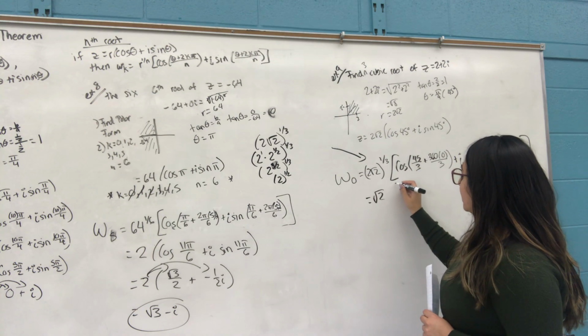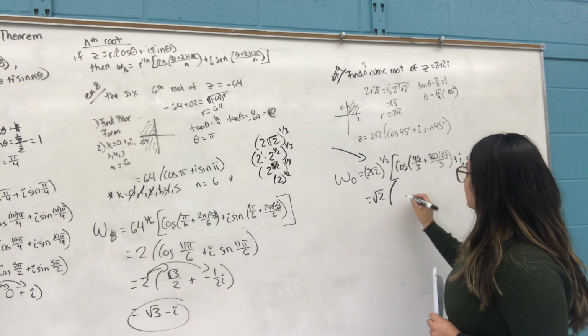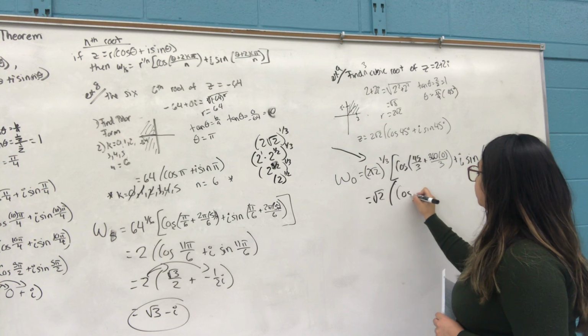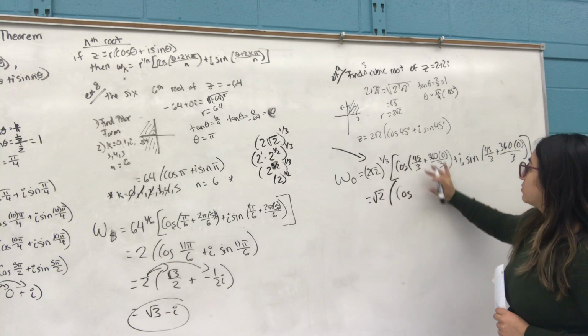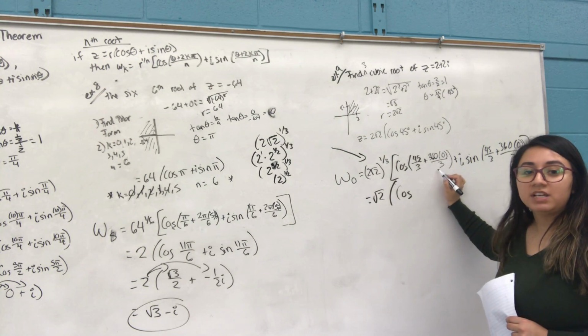So now, we went ahead and simplified that. We can go ahead and simplify even further. So the cosine, let's just work it here. All this work here. So 360 times 0 divided by 3, it's going to give you 0.